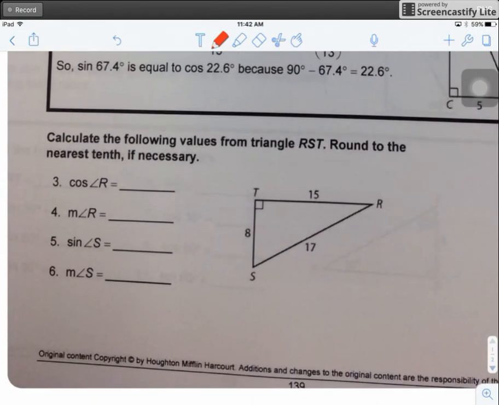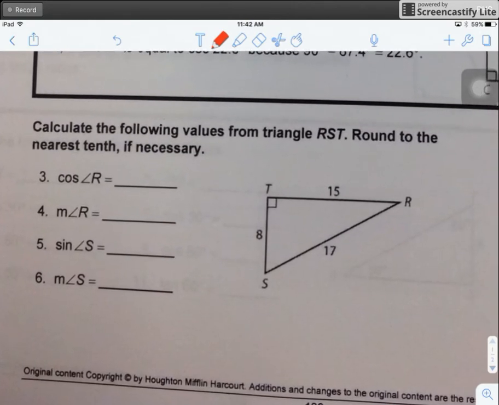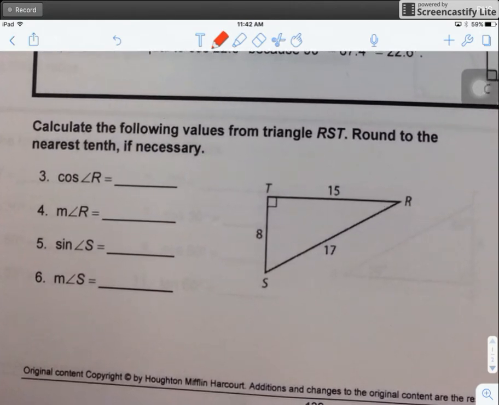We're going to move to the bottom, which is actually calculating the values from the given triangle. We know that all three sides are given: 8, 15, and the hypotenuse is 17. So to find the cosine of angle R, the cosine is again the ratio adjacent over hypotenuse. The adjacent to angle R is 15 over the hypotenuse, which is 17. So there's the ratio. And now we're asked to find the actual measure of angle R.